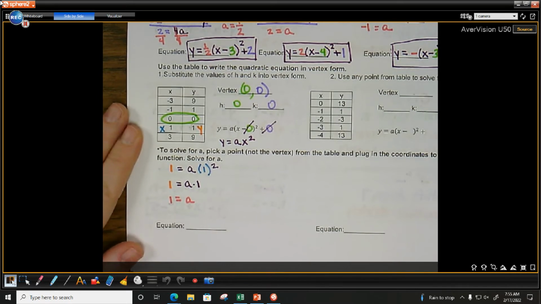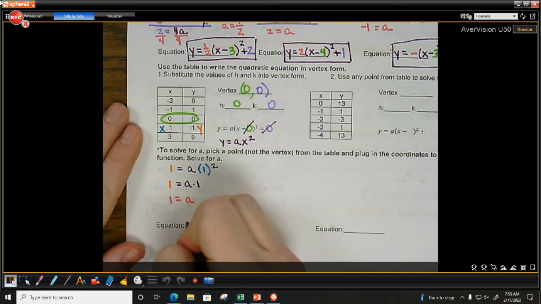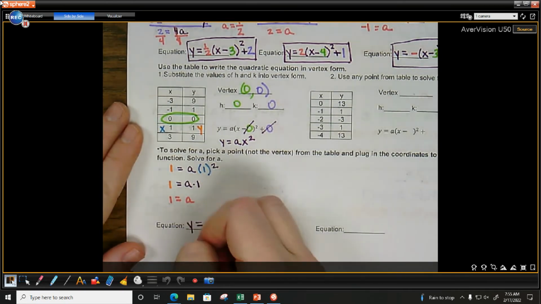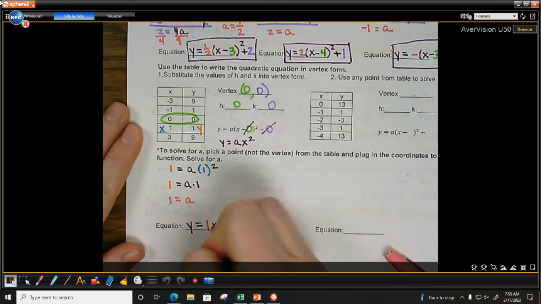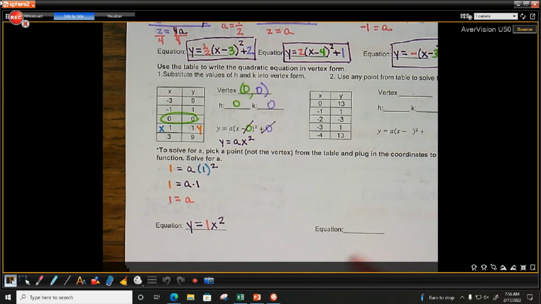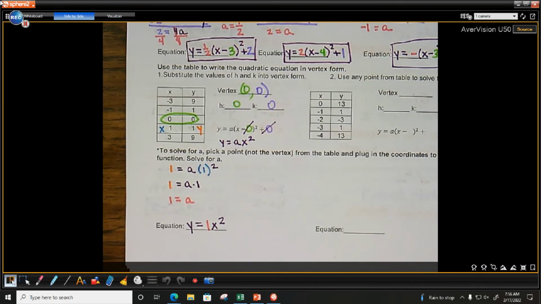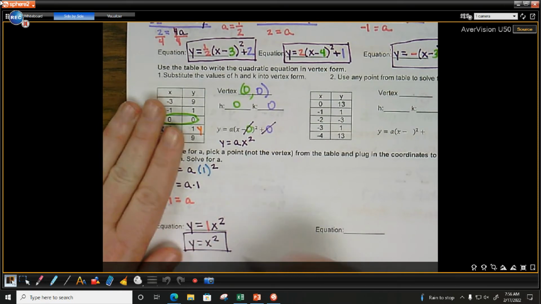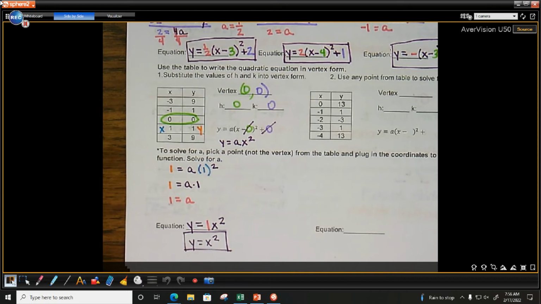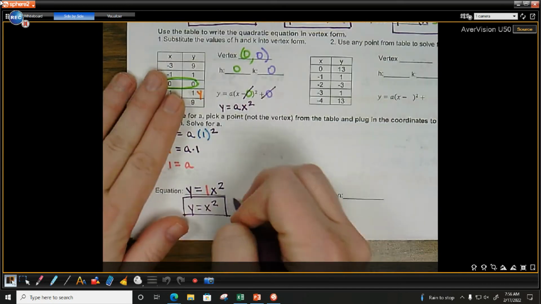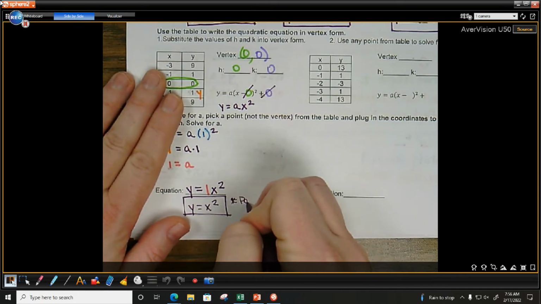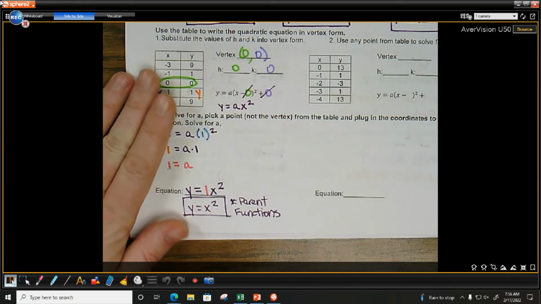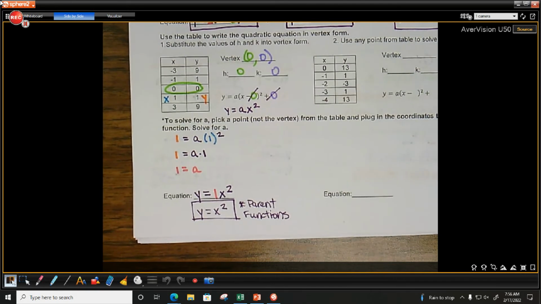Now I'm going to rewrite my equation. Y equals 1 x squared. Do you need the 1? No, so I'm just going to write y equals x squared. Does anybody remember from last class and 2 classes ago, what is that called? Y equals x squared. Bailey? The parent function. So this is just your parent function, because the only thing you must have in your quadratic to be a quadratic is an x squared term.